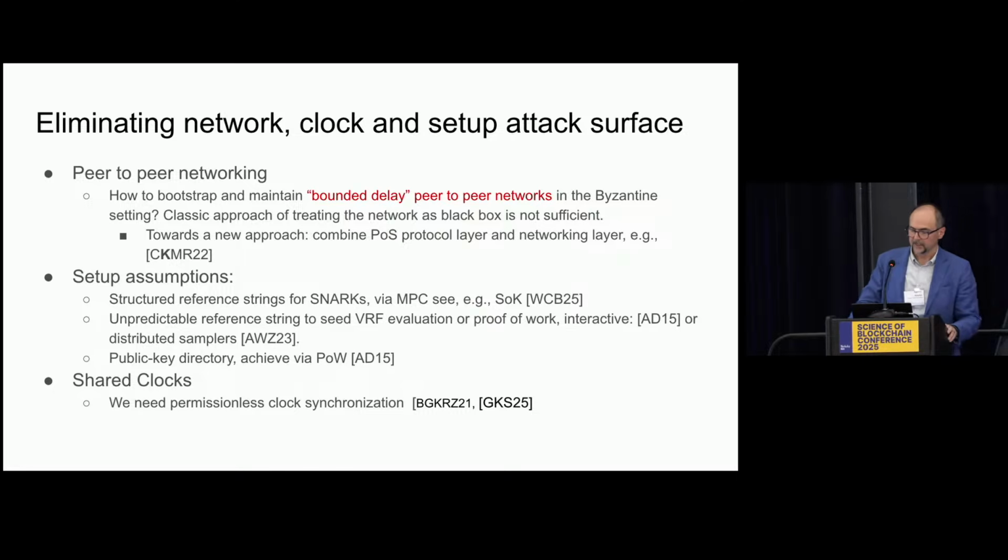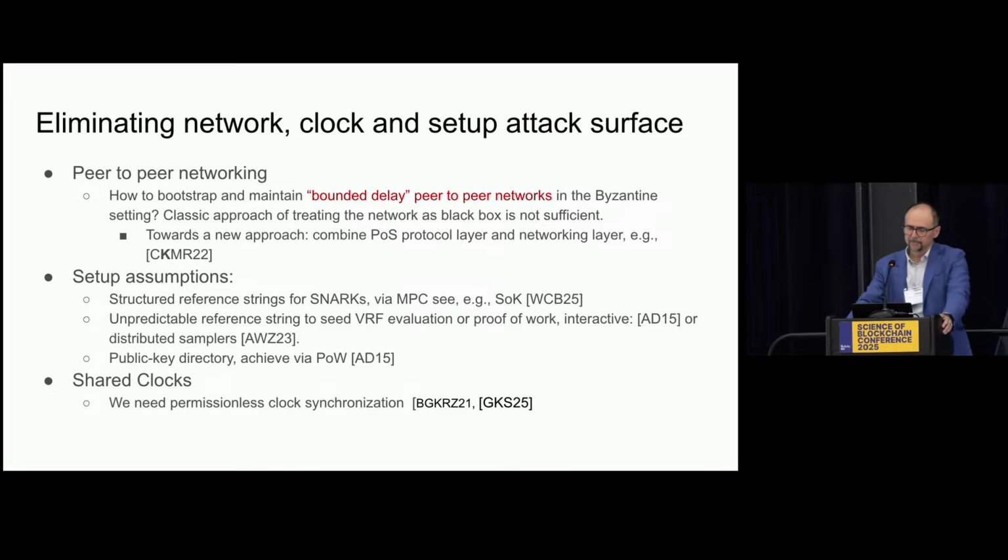So let's look also at some other aspects: network, clocks, and setups. Peer-to-peer networking is another thorny topic in these protocols. The question is that these systems, especially in the dynamic availability setting, would like bounded delays in order to work. And in general, having short delays is something that everybody wants. And how do you do that with peer-to-peer networks in a Byzantine setting? I have to say, from a design perspective, this classic approach where we just treat the network as a black box is not sufficient. A more effective approach breaks the barrier between the two and designs the communication subprotocol and the consensus protocol together.